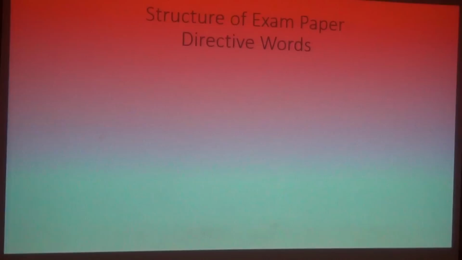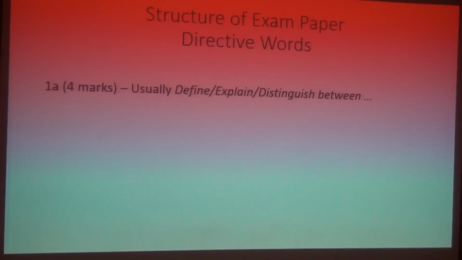So, I'd just like to start off by talking a little bit about the directive words which are used by the exam board in the exam paper. As you'll know, the general structure of the exam paper does not change from one year until the next, and so question 1A is normally a define question, an explain question, or a distinguish between question. Usually if it's a define question, you'll have two definitions to give for 2 marks each. An explain question tends to be 4 marks, and a distinguish between also tends to be 2 definitions for 2 marks each.